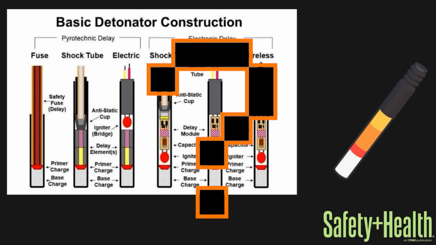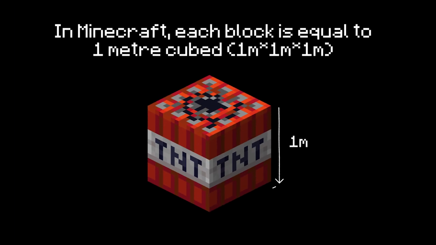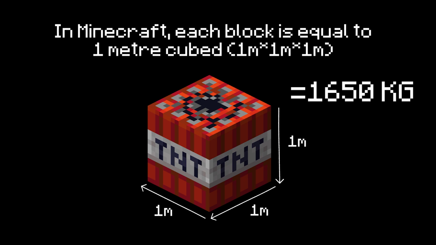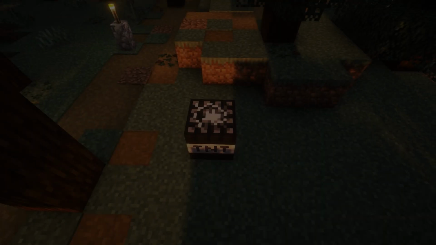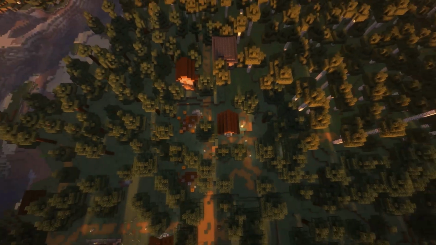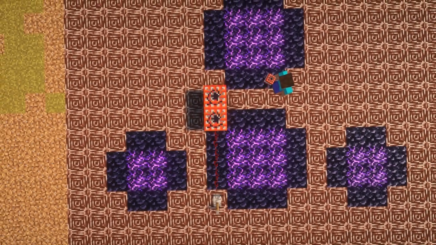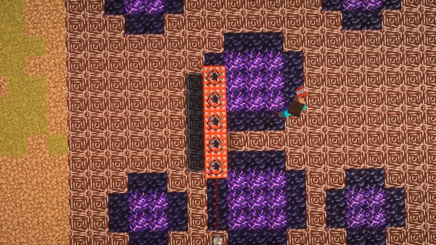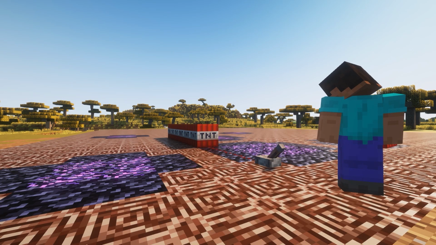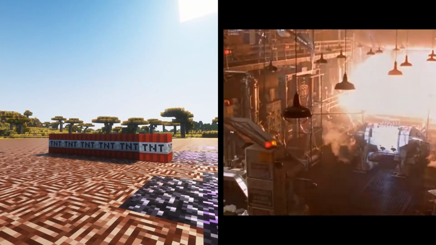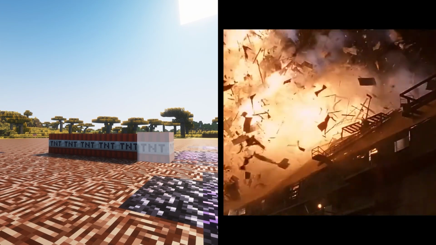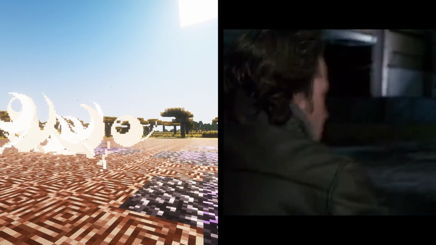And the explosion size? Well, assuming a block is 1 cubic meter, one TNT block would weigh around 1,650 kilograms and it would leave a massive crater, far larger than what you'd see in the game. But there's something Minecraft actually gets right: TNT chain reactions. In both Minecraft and real life, TNT can trigger a chain explosion if placed next to each other. While Minecraft simplifies this, the basic concept of chain reaction is actually pretty spot on.